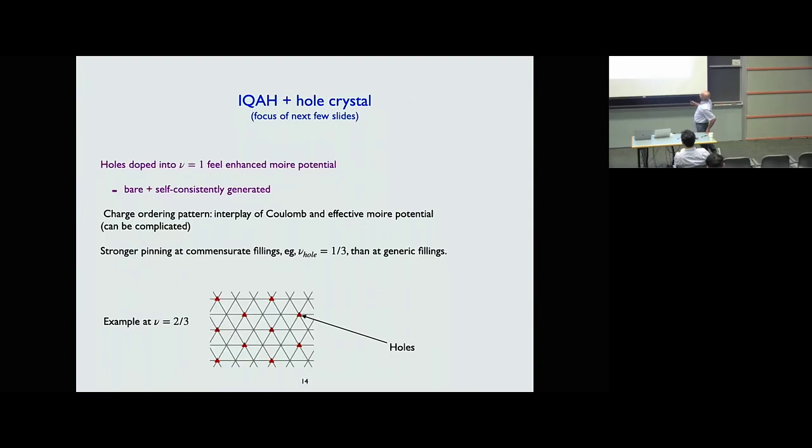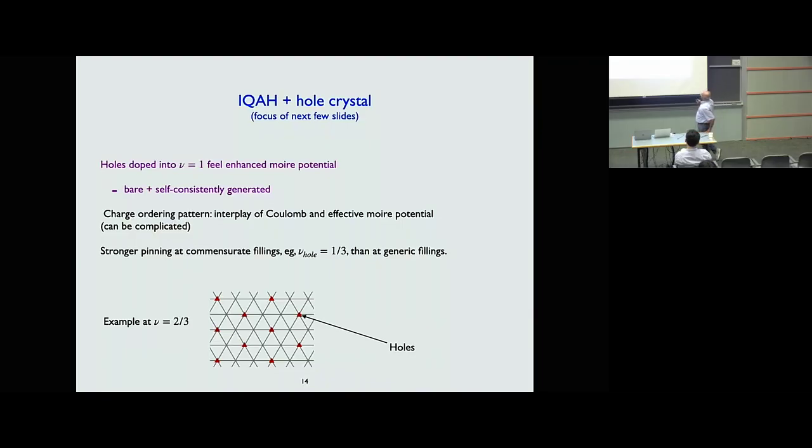So the holes, when you dope holes into the nu equals 1 state, will feel not just the bare Moiré potential, but an enhanced Moiré potential, because there's already a nu equals 1 anomalous Hall crystal that is locked to the Moiré. That will generate an extra potential that the holes see. So the charge ordering pattern will be complicated because there's an interplay of Coulomb and the effective Moiré potential, not the bare Moiré potential, but the effective one. You might have to take that lattice into account.